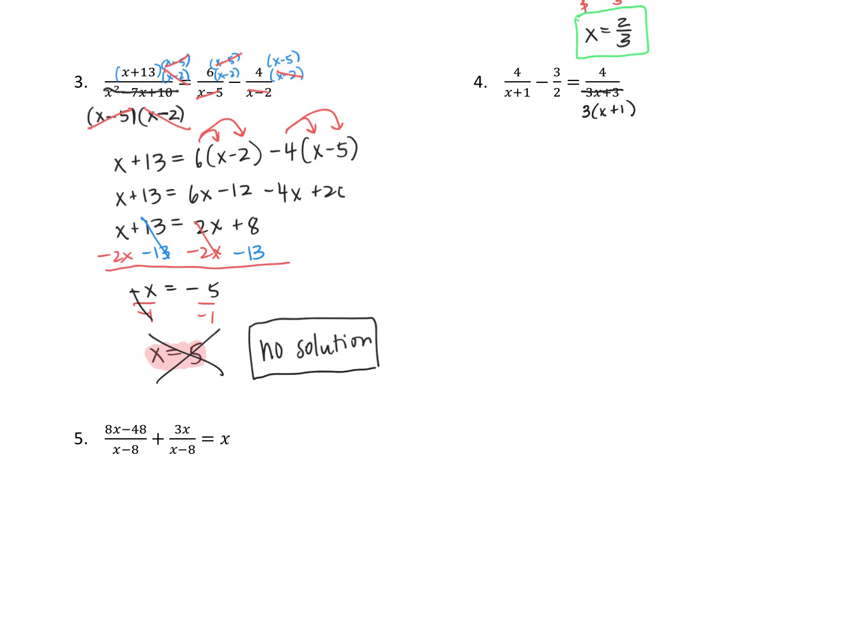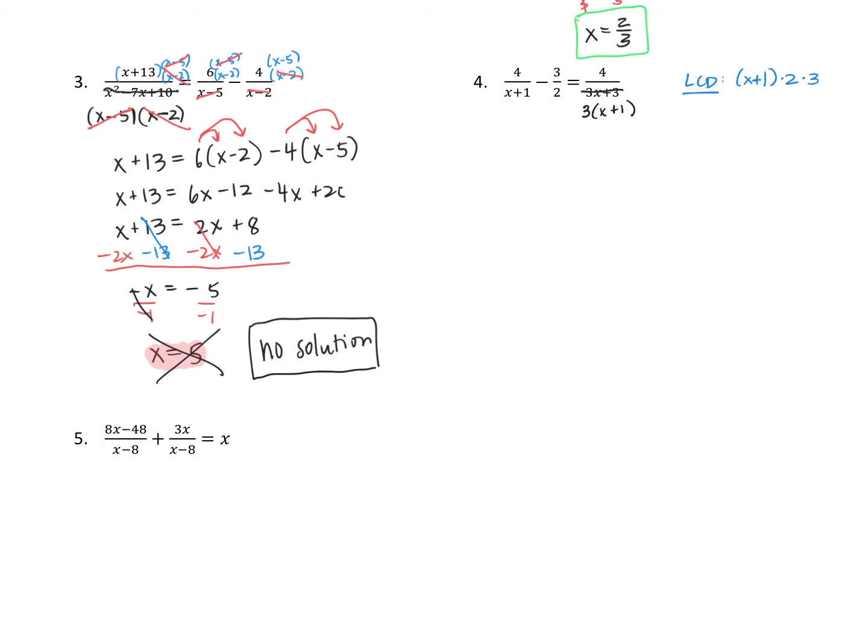So the next step is to determine my LCD. So the first thing I see is x plus 1. The next factor I see is 2. The next factor I see is 3. Those are all different. I'm including them all. And then the next factor I see is x plus 1. And I've already written x plus 1, so I'm not going to write it again.